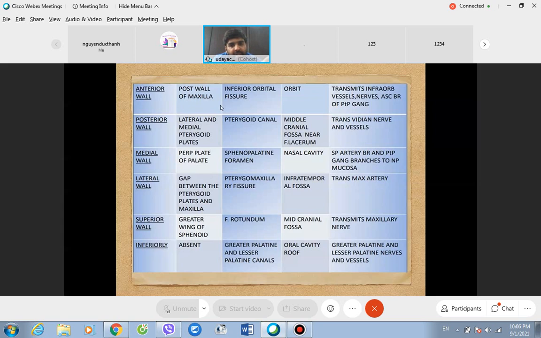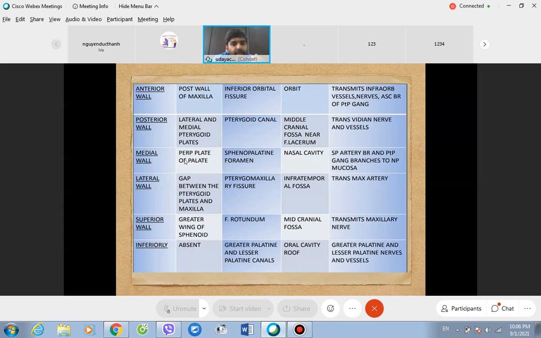Anterior communication is towards the orbit via the inferior orbital fissure. The anterior wall formed by the posterior wall of the maxilla is communicating into the orbit via the inferior orbital fissure, transmitting infraorbital vessels and nerves, ascending branch of the pterygopalatine ganglion. The posterior wall is formed by the lateral and medial pterygoid plates, the pterygoid process, communicating with the middle cranial fossa via the pterygoid canal, transmitting the vidian nerve and vessels.